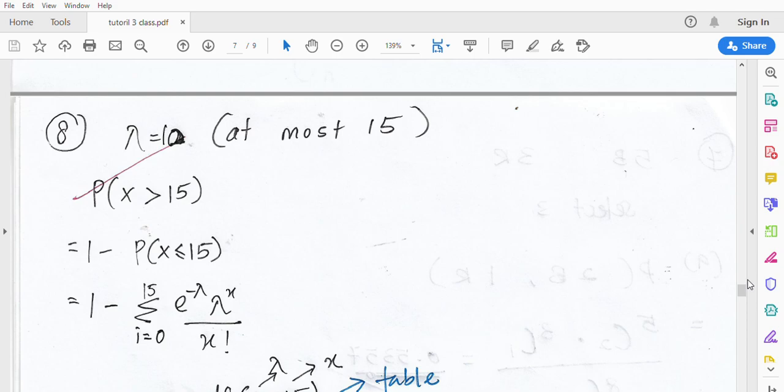Number 8, 10 is the average number of oil tankers arriving each day at a certain port city. The facilities at the port can handle at most 15 tankers per day.